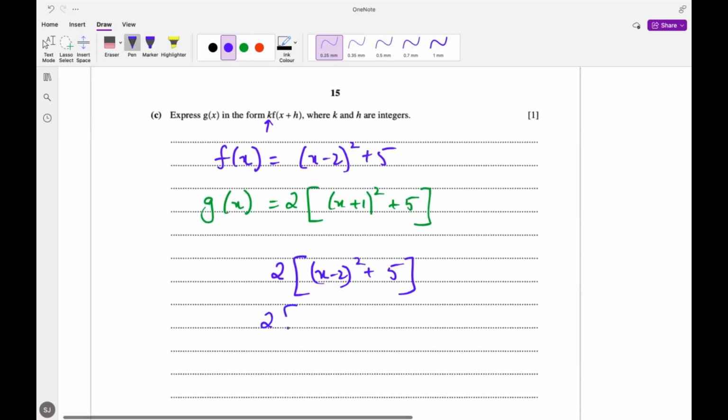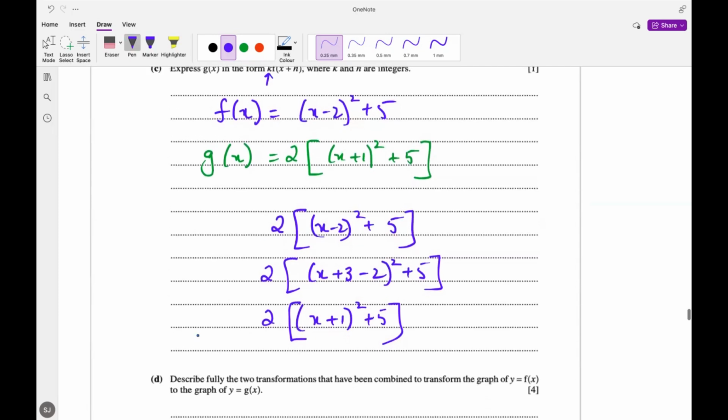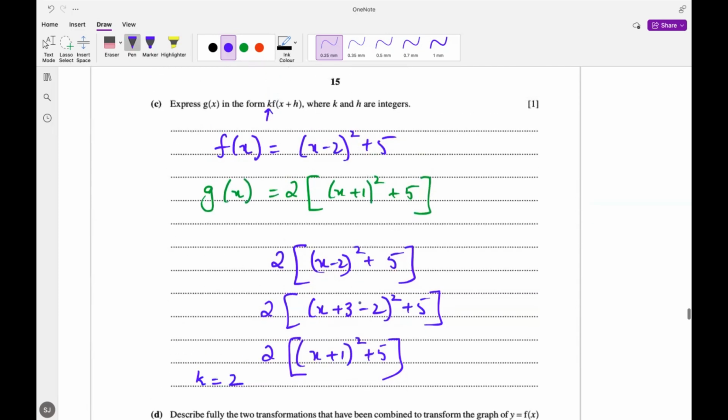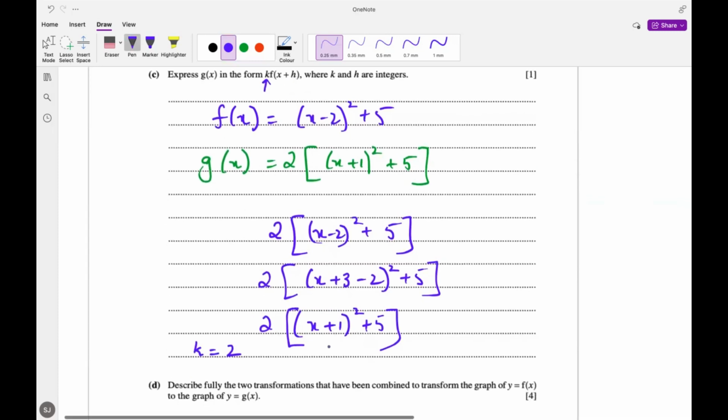So this means we'll have to write this as x plus 3 minus 2 whole squared plus 5. So this will become 2 into x plus 1 whole squared plus 5, which was the expression for g of x. So we can say that in this case, the value of k will be equal to 2. And as we added 3 to x, it means that the value of h will be equal to 3.